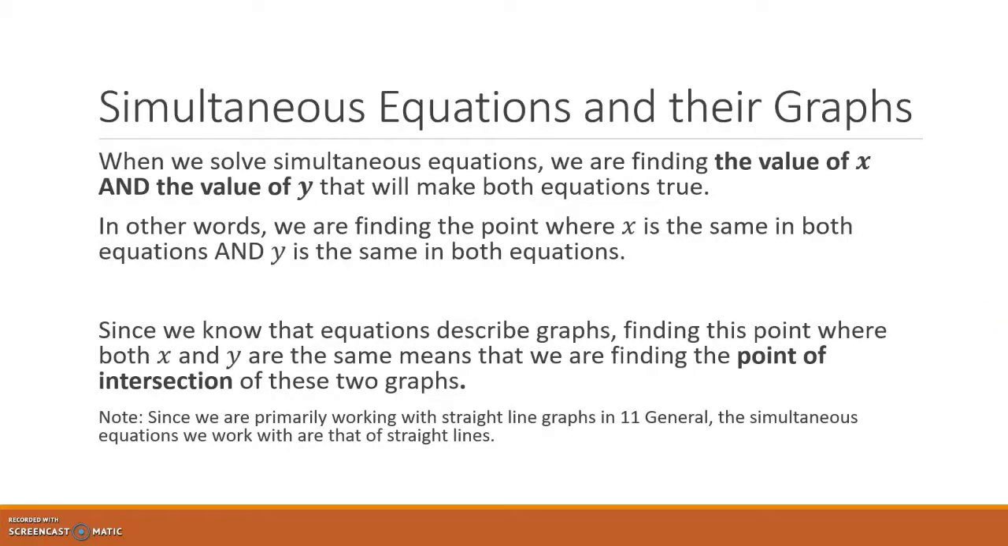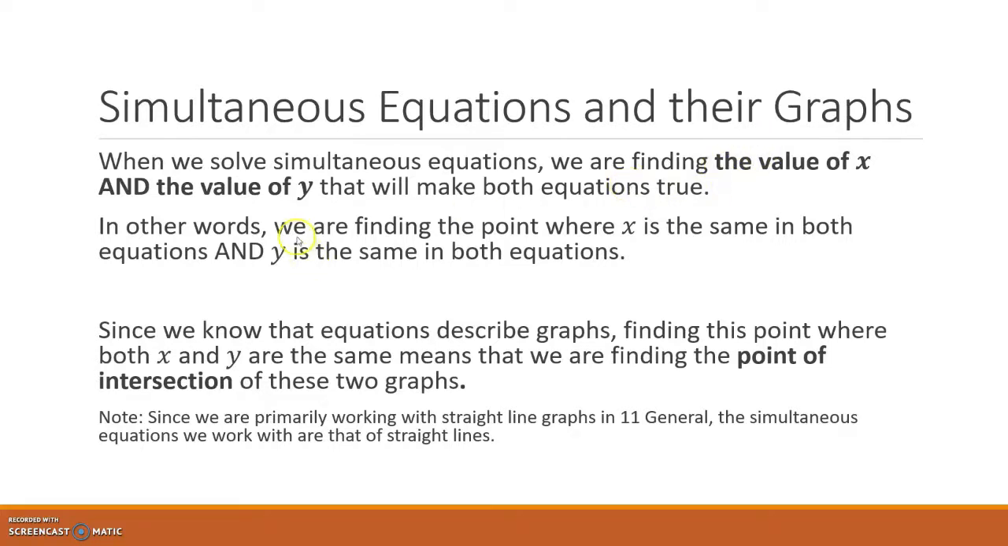Now before we take a look at this method, we just need to consider a few facts about simultaneous equations and their graphs. The first of these is that when we solve simultaneous equations, we're finding the value of x and the value of y that will make both equations true. If your simultaneous equations aren't using x and y, but other letters like a and b, that same statement holds just for the letters a and b instead.